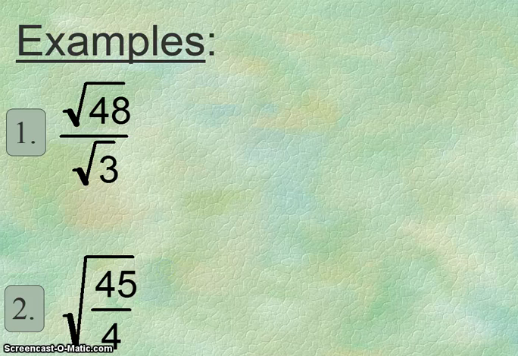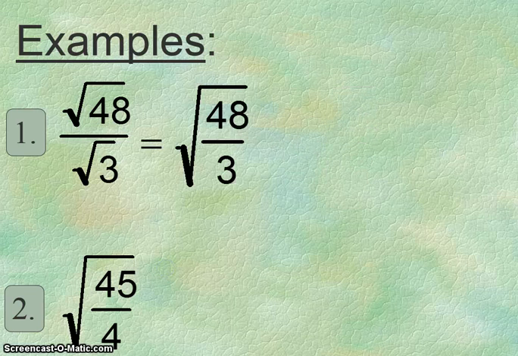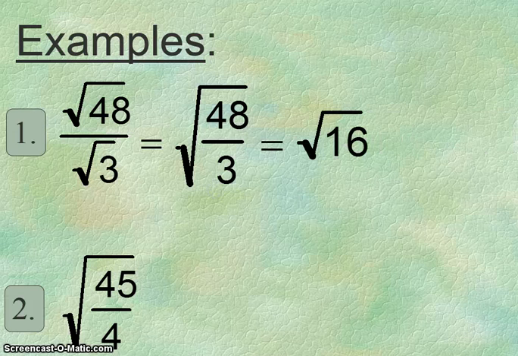So what this means is for square root of 48 over square root of 3, it's the same as square root of 48 over 3. And so we could divide this first, and we would get the square root of 16, which is just 4.